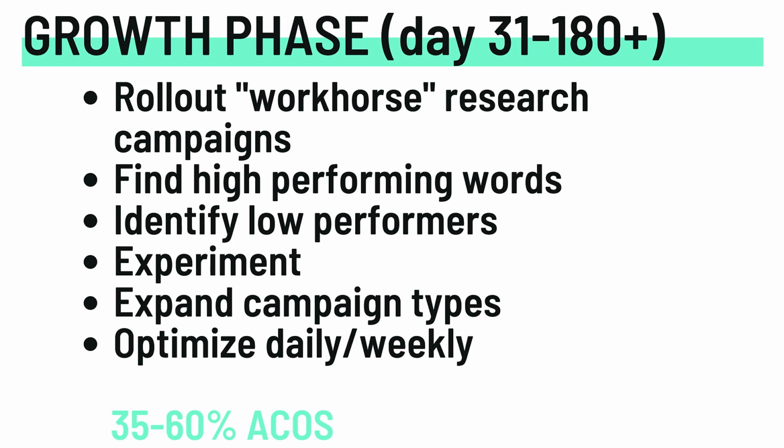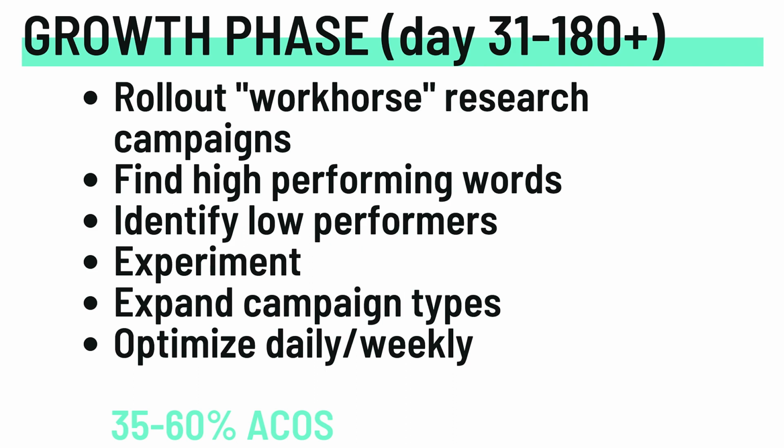We're going to try to find our high performing words here. That's another main goal. And we're going to want to identify our low performers. We're kind of pruning the tree at this point, right? We're starting to shape those keywords that matter for our listing and really dialing those in. We're also going to experiment a lot here, right? You're going to make some mistakes during this phase as you roll out new campaign types and try to figure out the words are. So expect to experiment.